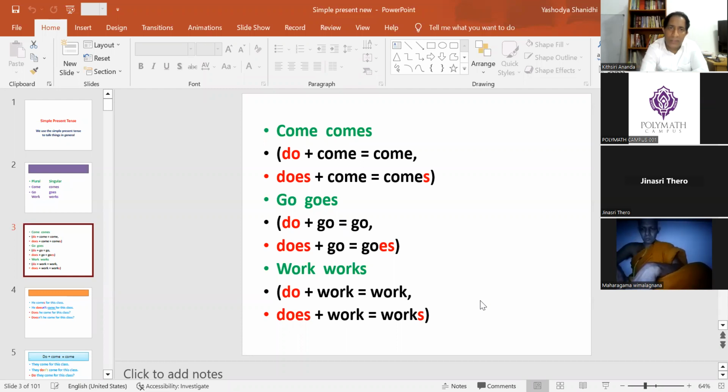So this sort of understanding is important when making negatives and interrogatives. And also when emphasizing, we do have to separate the helping verb out of the verb. So for the purpose, this understanding would be very helpful.